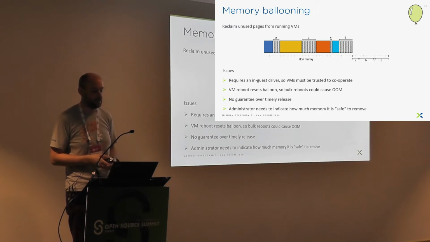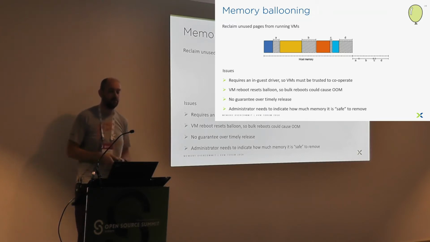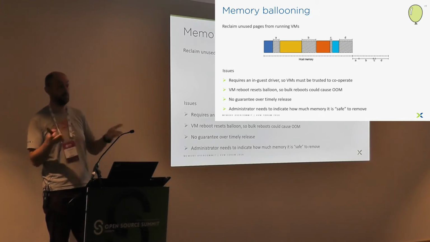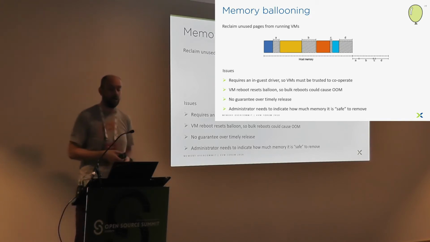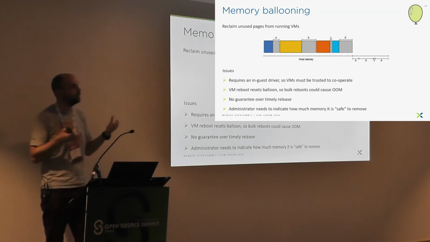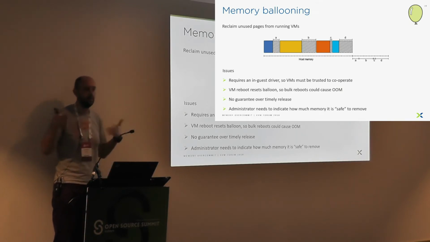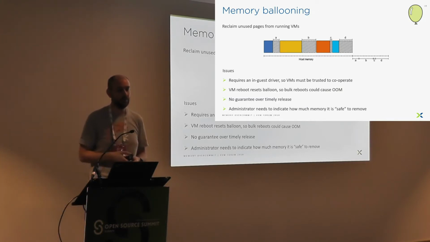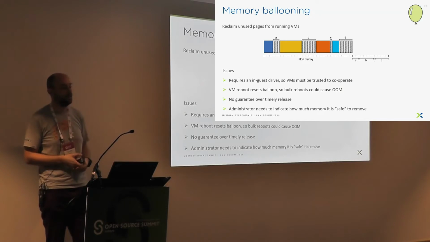So what are the issues with this? Firstly, it does require this special balloon driver. So not only is there something else to install, potentially in a VM, but we also need to trust the VMs. We need to trust that the VM will cooperate. And you can imagine a malicious guest having a variant of the balloon driver that doesn't behave as we want it to.